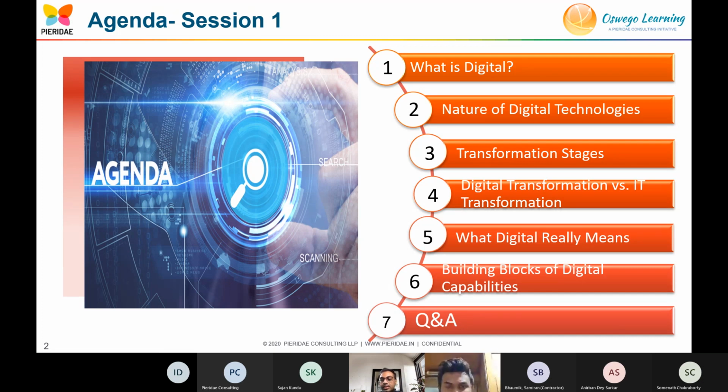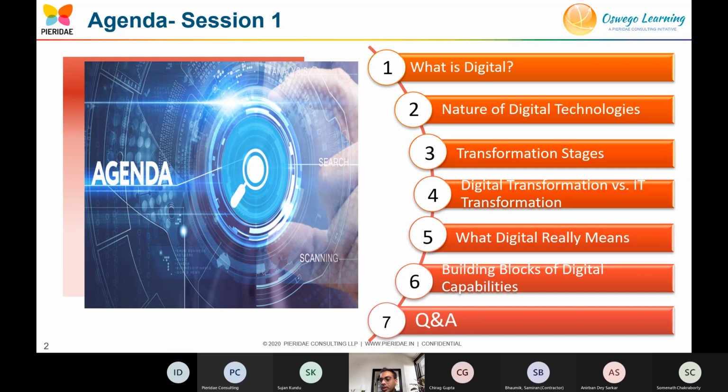Many of the organizations will say we're running a transformation project, but how that transformation is different from a digital transformation, we'll see that. Then we'll briefly touch upon the building blocks of digital capabilities. What are the different building blocks of digital capabilities? In the next session, we are going to discuss all the different building blocks of digital technologies and how different digital strategies are formed. We'll discuss various case studies starting from Nokia to Kodak to BlackBerry, Tesla, Amazon, everything. We'll discuss whatever we can think of.